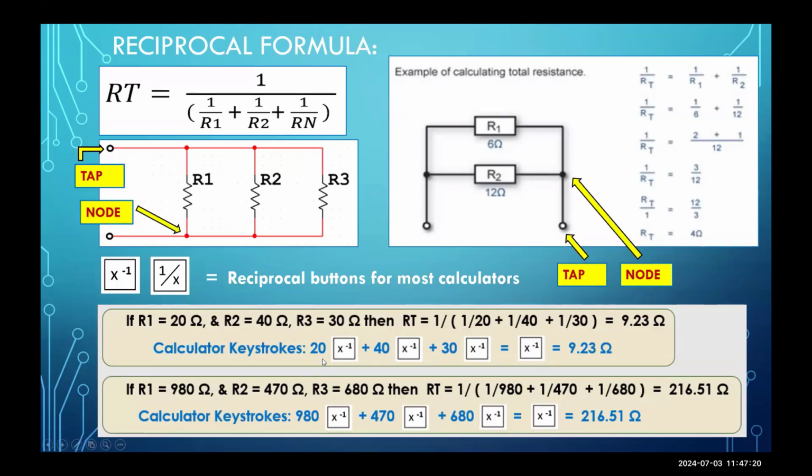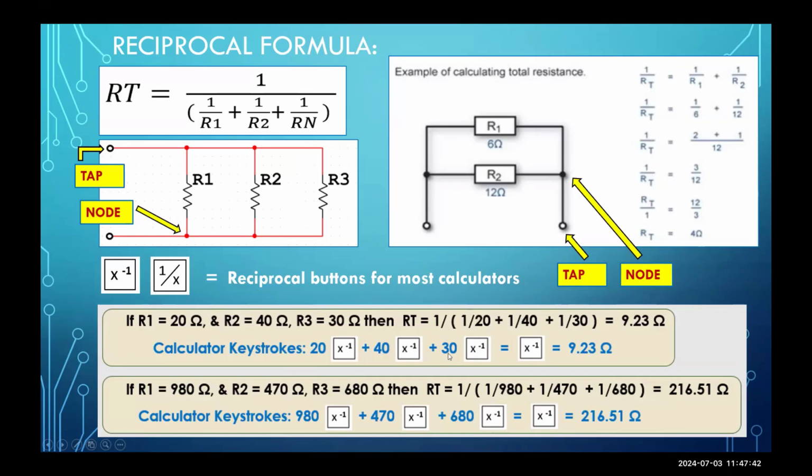We do this with your calculator as 1, hit your reciprocal key. Remember, your reciprocal key is one of these 2 that are shown here. I'm using this illustration, X-1. So 20 reciprocal will give us the 1/20. And I'm going to add it to 40 reciprocal, which gives me the plus 1/40.